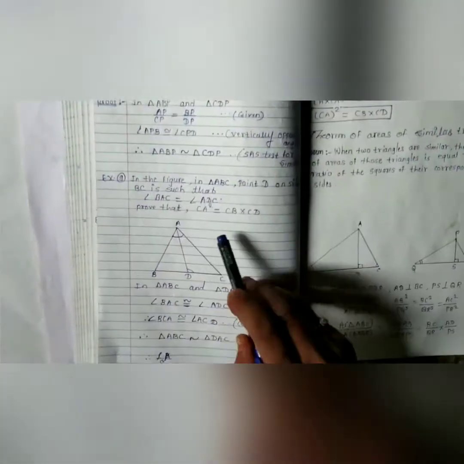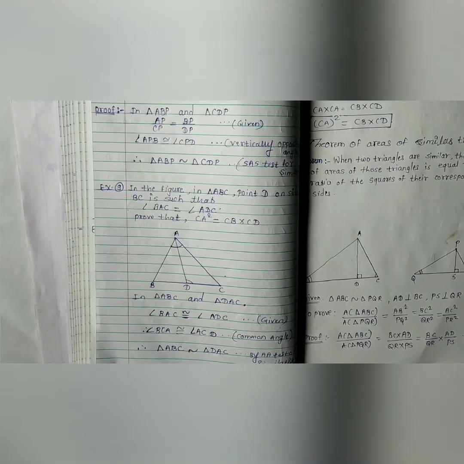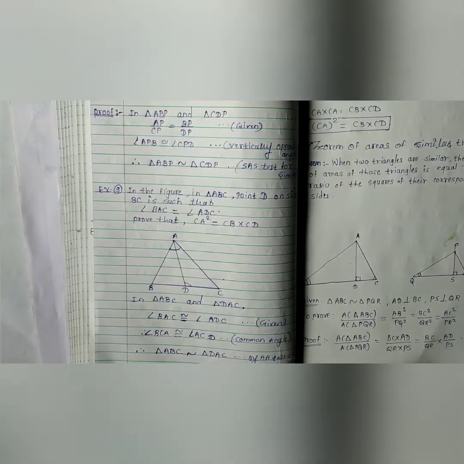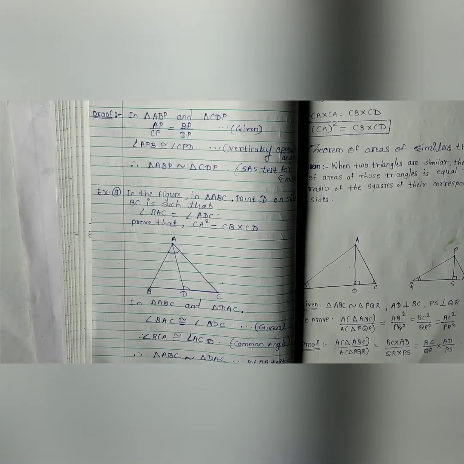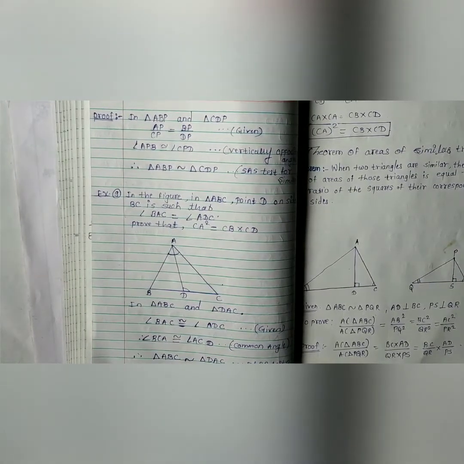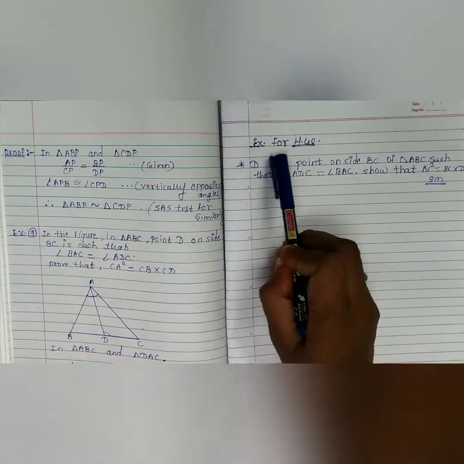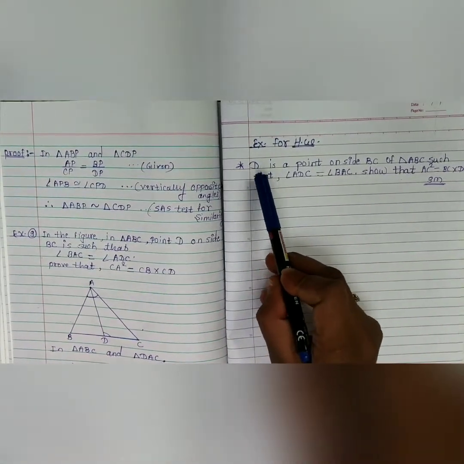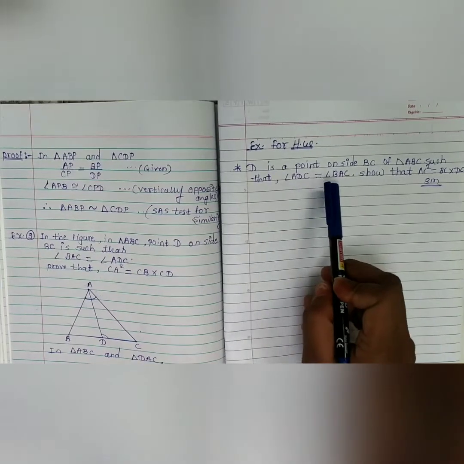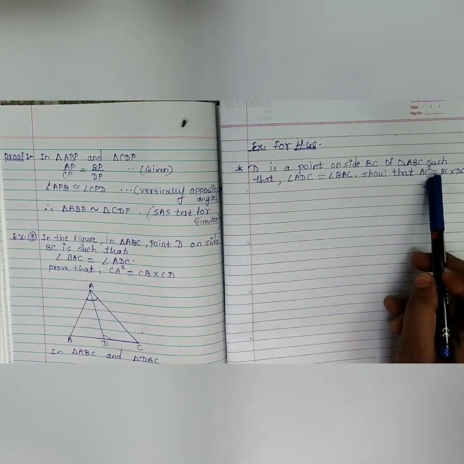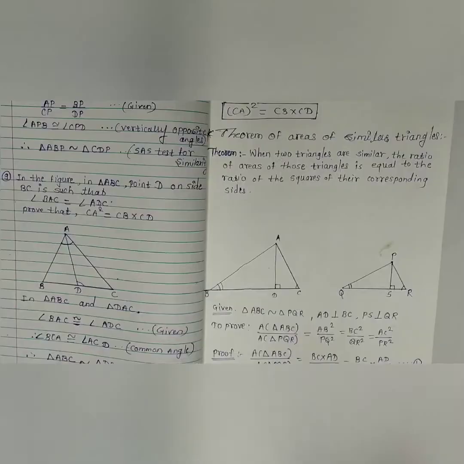Here is the complete solution, and also complete your practice set 1.3. To solve the practice set, most of the examples depend on the AA test of similarity and the SAS test of similarity. Therefore, remember the AA test. Here is an example for homework: D is a point on side BC of triangle ABC such that angle ADC is equal to angle BAC. Show that AC square is equal to BC into DC. This is an example for 3 marks.